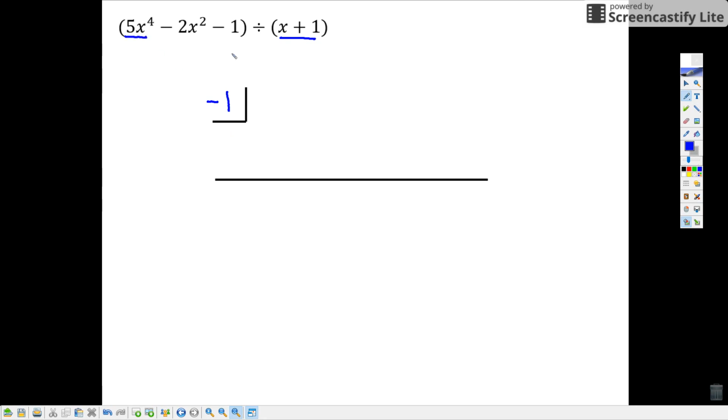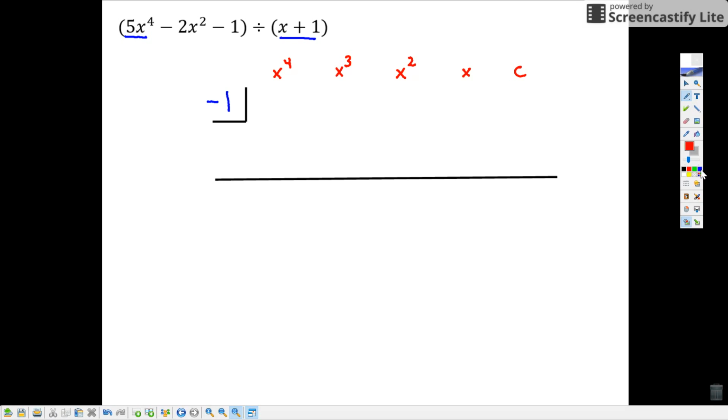Now we're starting with x to the 4th. So our first placeholder would be an x to the 4th, followed by an x to the 3rd, even though we don't have a term that has x cubed, followed by x squared, followed by x, followed by our constant. And this is so long, I'm going to extend my line. There we go.